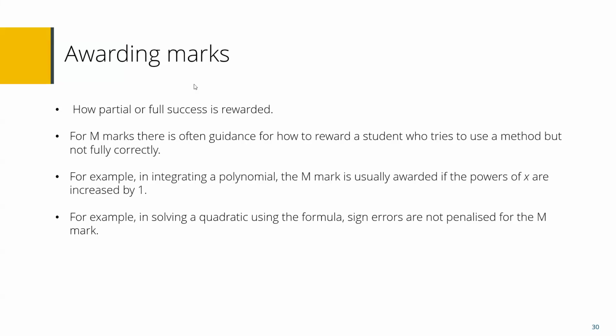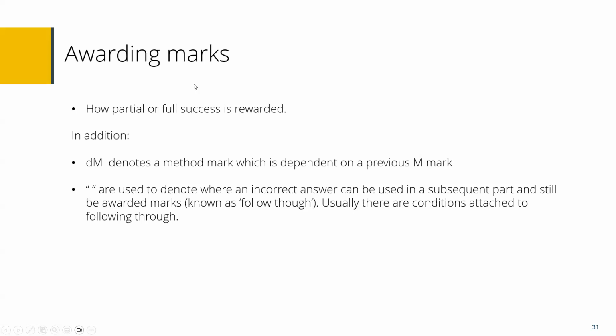We do also have the D marks. The D marks are mentioned on the slide here. We did cover this in module 1, but this slide is a reminder. So DM denotes a method mark which is dependent on the previous M mark. If you don't give the first method mark, you are not going to be able to give the second one. They are also used to denote where an incorrect answer can be used in a subsequent part and still be awarded marks, known as follow-through marks. Usually there are conditions attached to this, and we'll have a look at an example in the next slide.